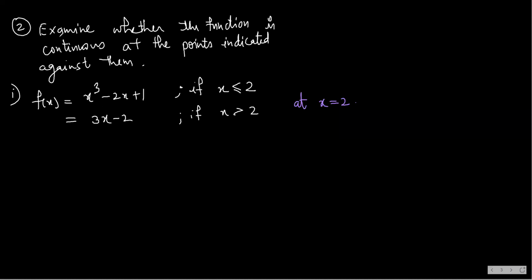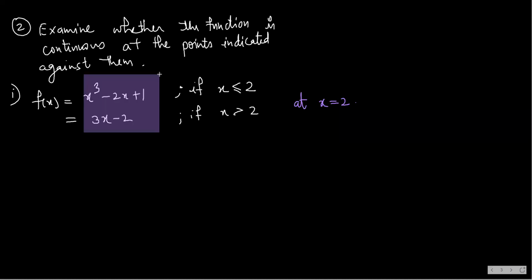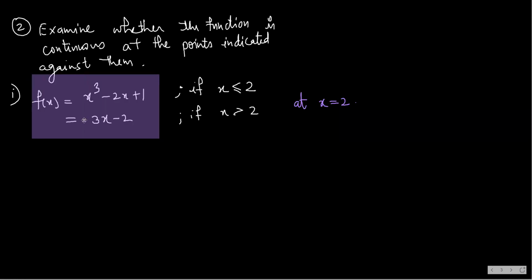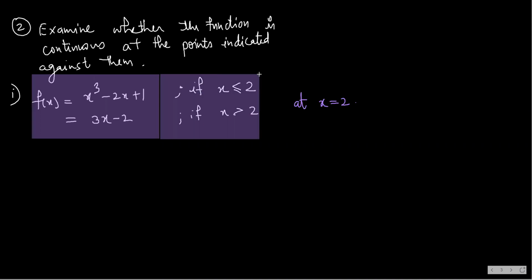Very interesting. So now we have another question here to be solved. Question number 2. The question says, examine whether the function is continuous at the points indicated against them. This is question number 1. There are total 3 questions. I wrote the first one here. The given function is this, with the given condition as this. And here we have the indicated point.